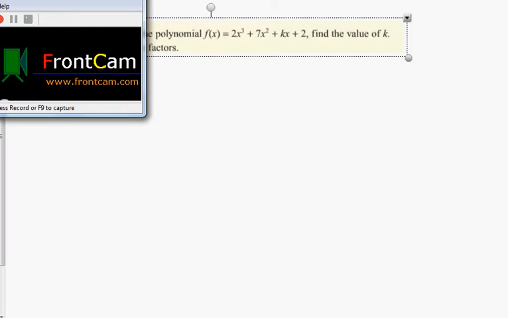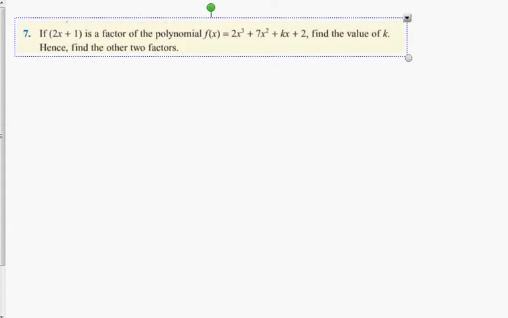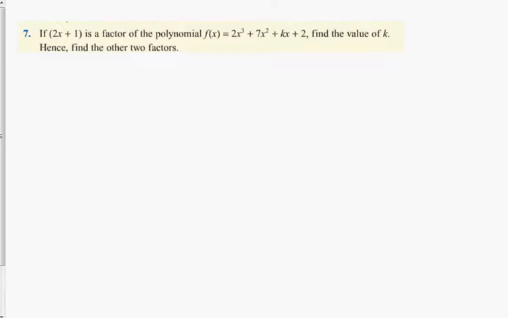Now, if 2x plus 1 is a factor of the following polynomial, find the value of k, hence find the other two factors, okay? Now, what I'm going to get at here is the following, right?